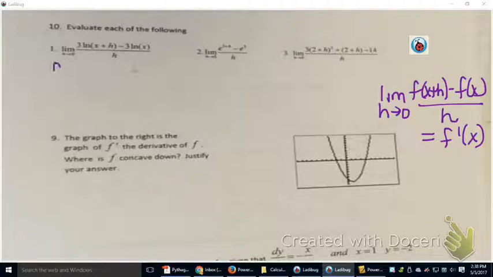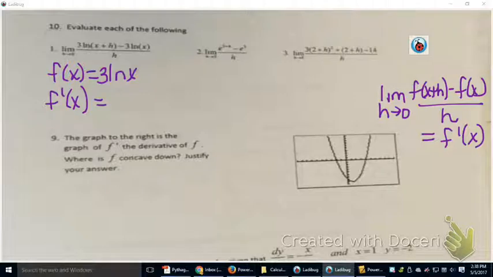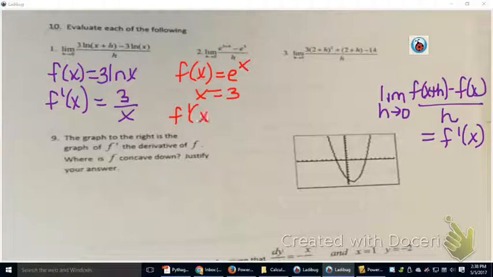On number 1, the f of x is 3 ln of x. And basically, they just want to know what the derivative is. Well, a reminder, the derivative of ln of something is 1 over the thing, so it's 3 over x. The second one, similar kind of question, except it has a 3 plugged in for x. So basically, we have f of x equals e to the x, where x is 3, and we want the derivative of that. Well, the derivative of e to the x is e to the x, and then we plug in 3.